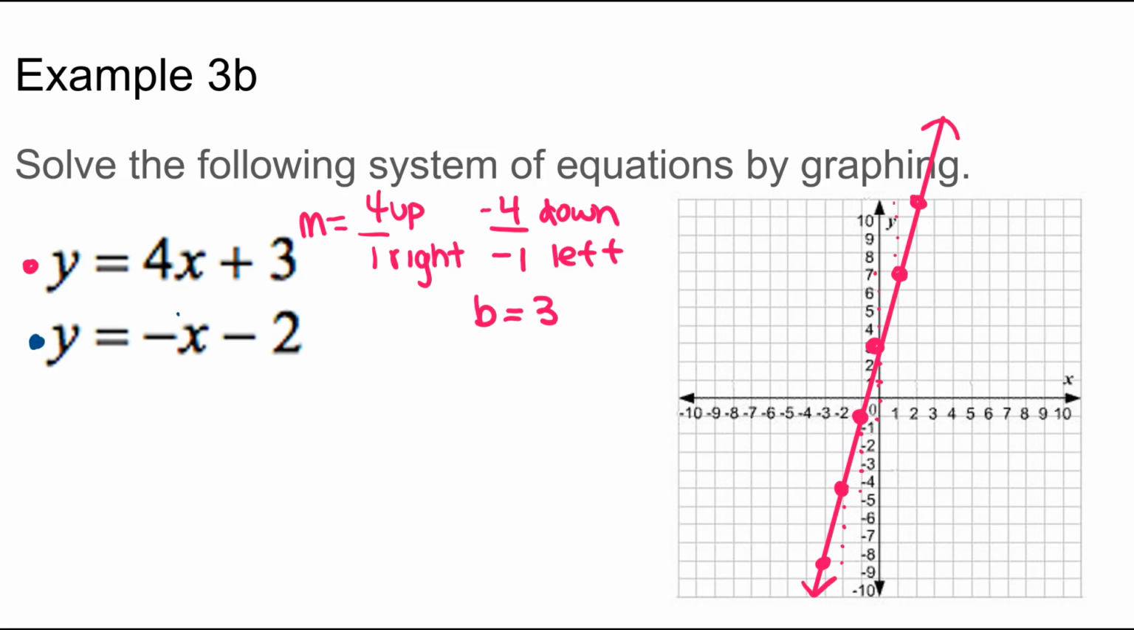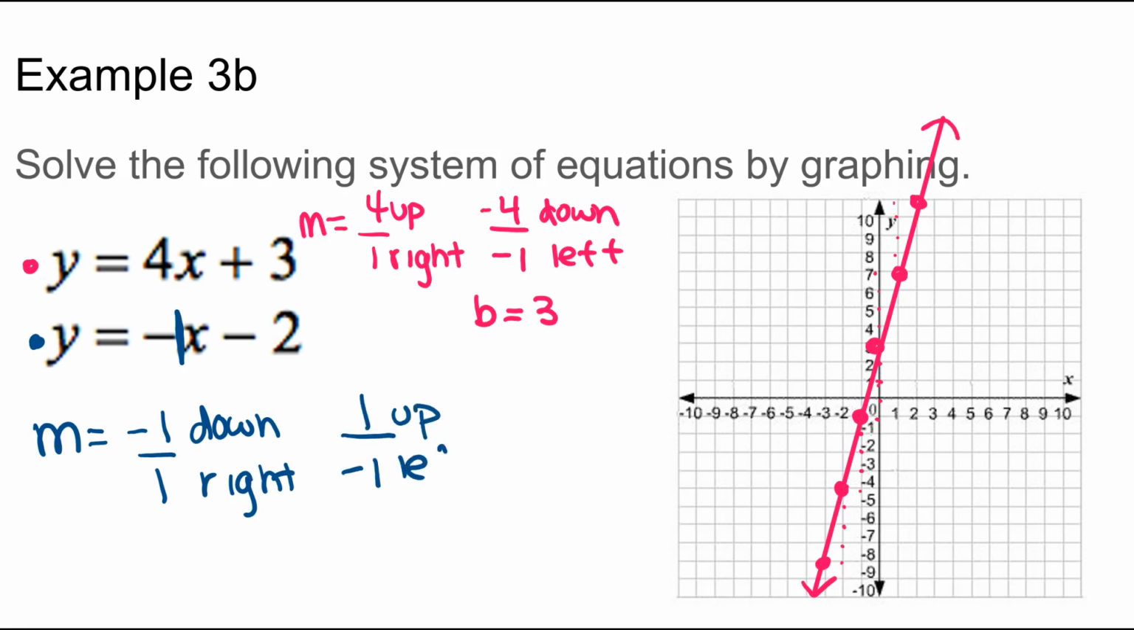Let's look at the next one. I like to put a coefficient of a 1. It helps me here when I go to the slope, negative 1 over 1. That's down and to the right. Or 1 over negative 1, that's up and to the left. The b is equal to negative 2. So we go down 2 to start. And then we'll go down 1 to the right 1, down 1 to the right 1. Now I notice it's probably not going to intersect over here, so I go in the other direction, up 1, left 1. There it is, up 1, left 1.